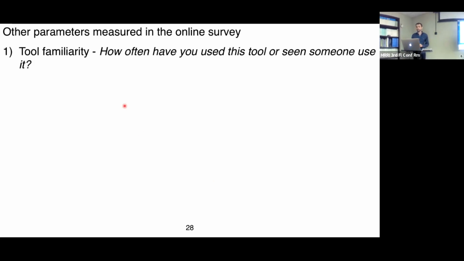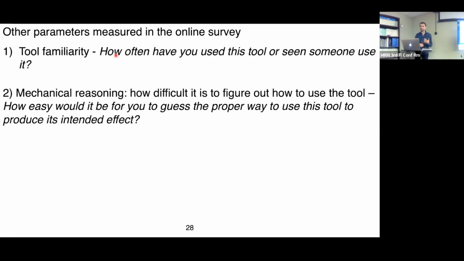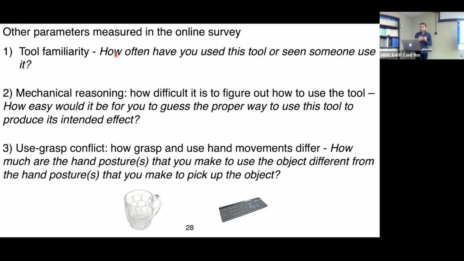So that's the question we're asking for familiarity, but we're also asking about mechanical reasoning. I already talked a little bit about that in the intro, but it's how difficult it is to figure out how to use a tool. And also the use-grasp conflict, that is a parameter that's been studied for a long time, especially by Laurel in the lab. And that is how grasp and use and movement differ.